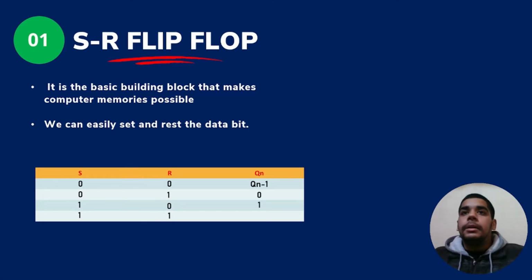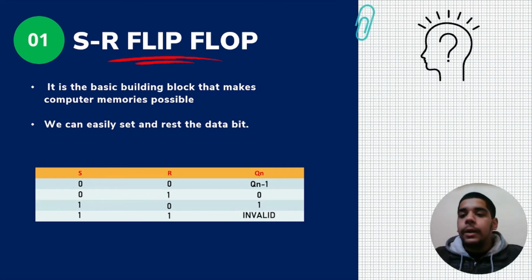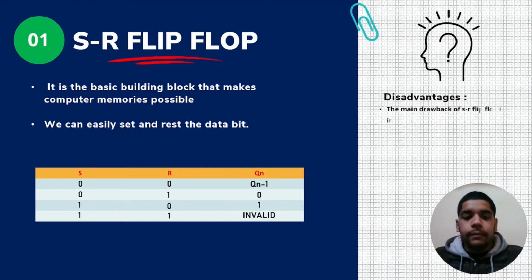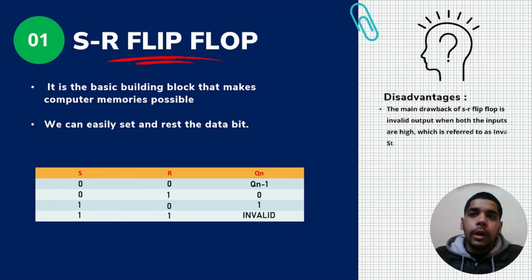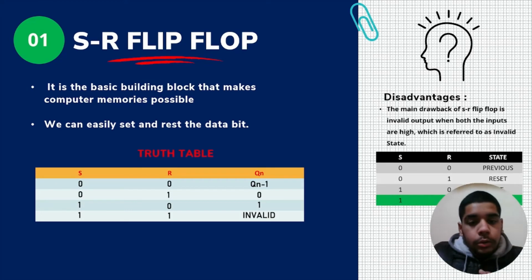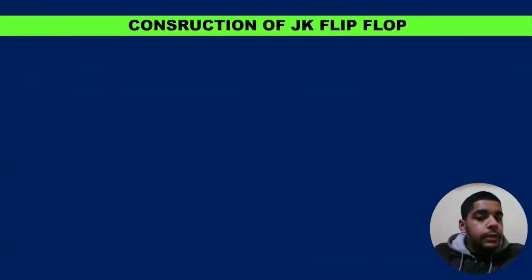But the disadvantage of the SR flip-flop is that for 1 and 1, when S and R are both 1, it will not give any output, and this is the only reason that we come to the construction of the JK flip-flop. So let's get started with the construction of the JK flip-flop.